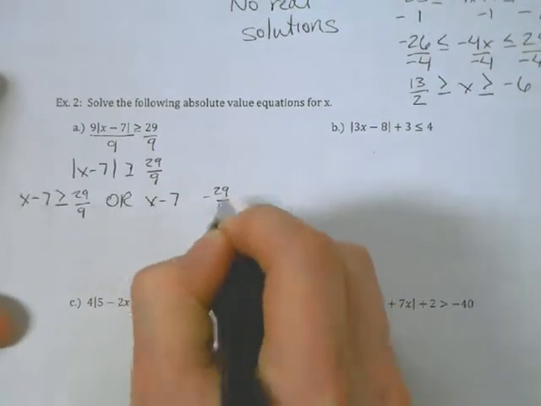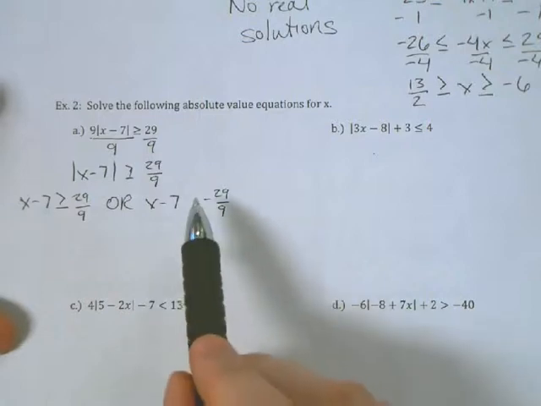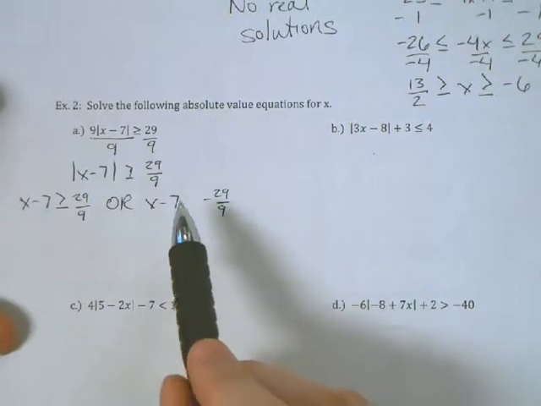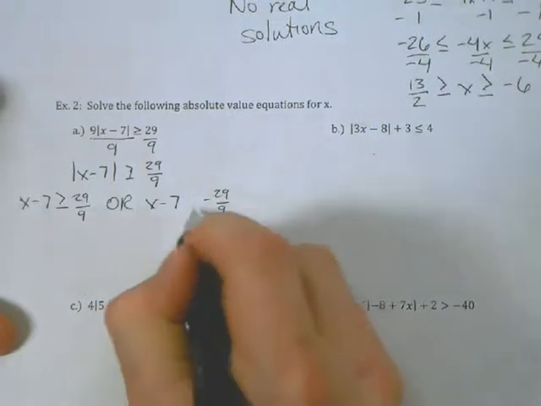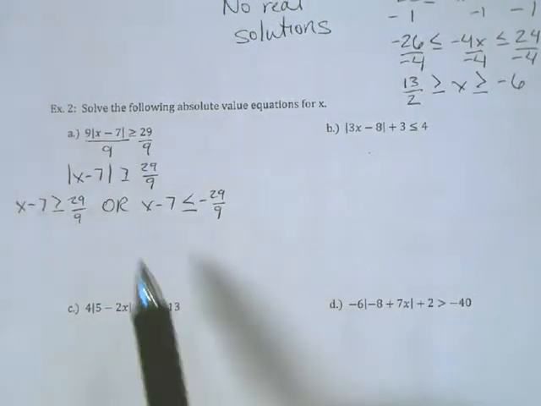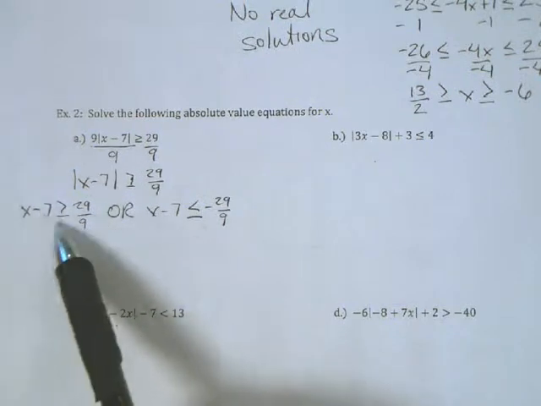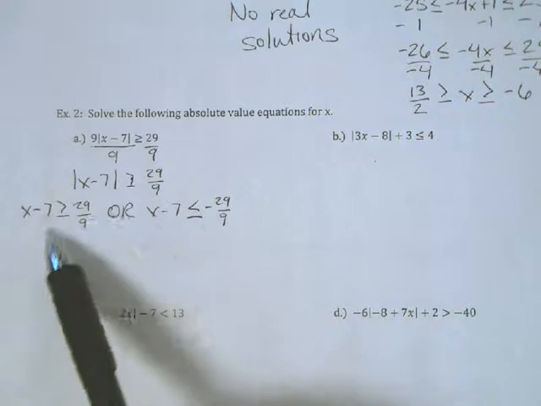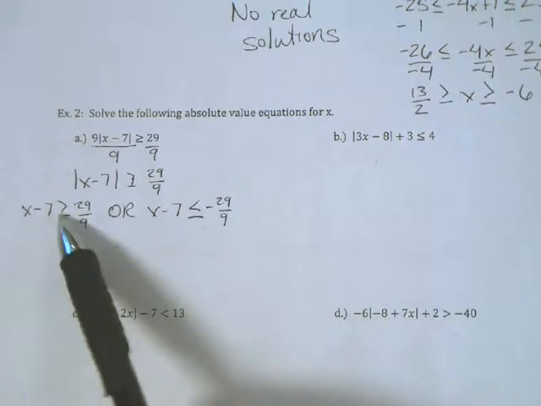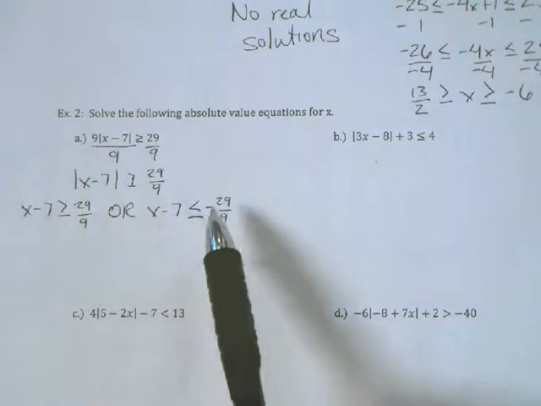Okay. So, everything you said was great, except, I said less than or equal to. Yes. So, first you write the stuff that's inside the inequality is greater than or equal to the number on the other side, or x minus 7 is less than or equal to the number, changing the sign, make it negative.